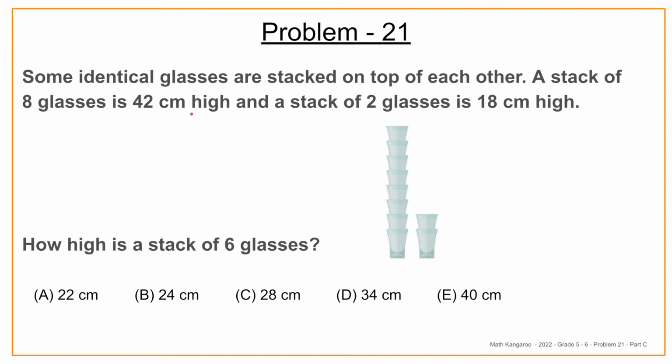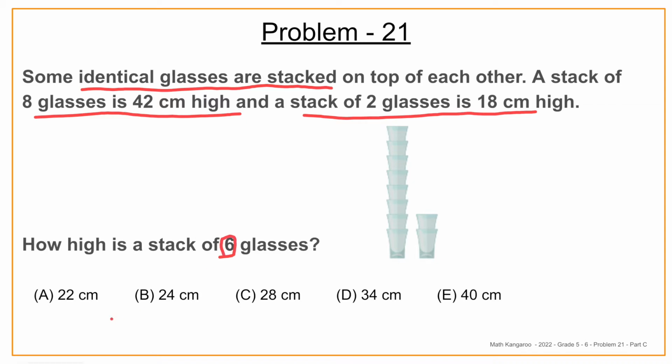Problem 21. Some identical glasses are stacked on top of each other. A stack of 8 glasses is 42 centimeter high and a stack of 2 glasses is 18 centimeter high. How high is a stack of 6 glasses? These are our options and these are the stack of the glasses.